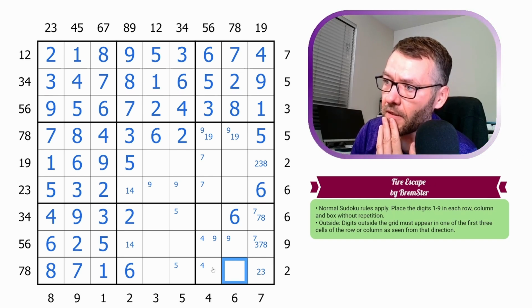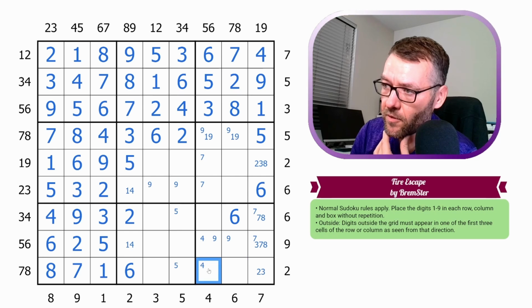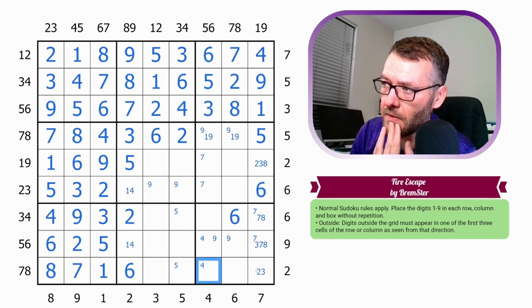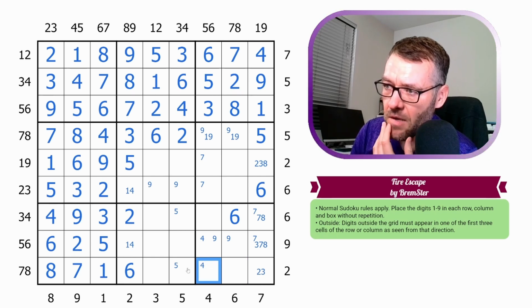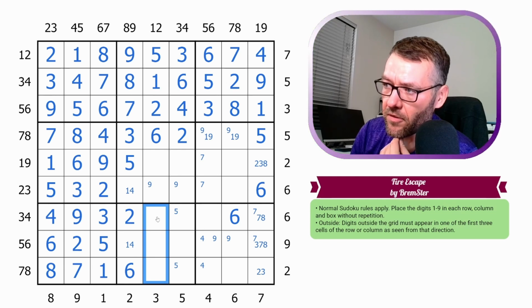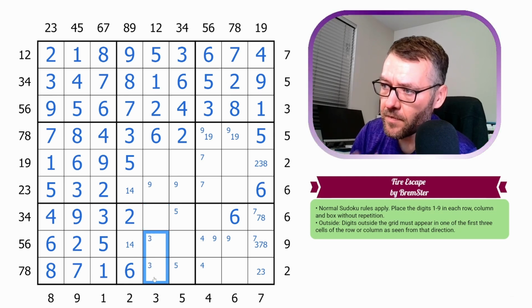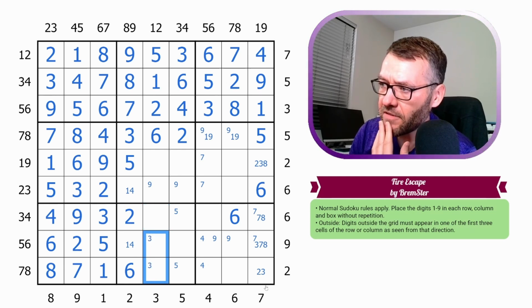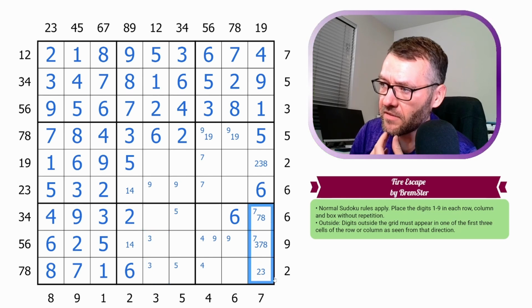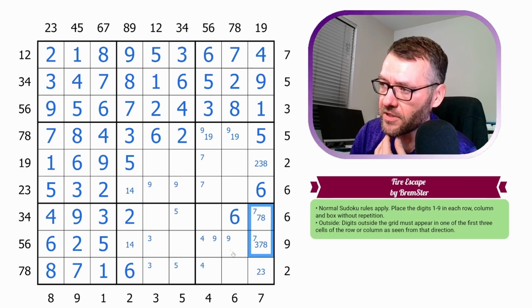Let's see, a 2 can't go here, but it could still go here, so 2 is going in one of these 2 spots. See, what about the 3? We need a 3 in one of these 2. We already have the 6. We already have the 7. All right. Well, we kind of know where the 7 goes.